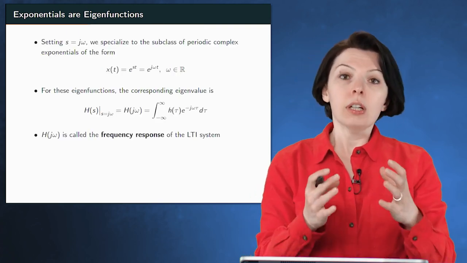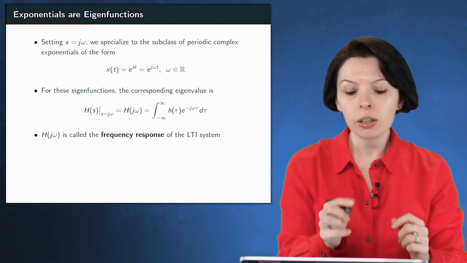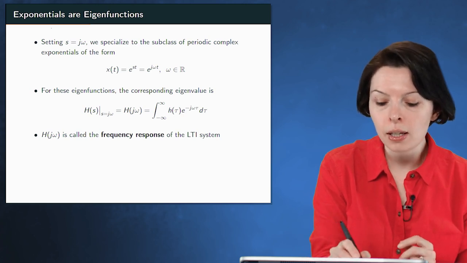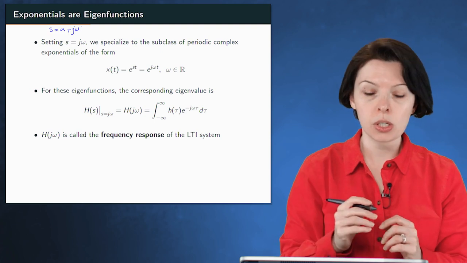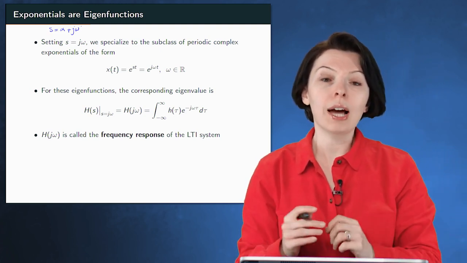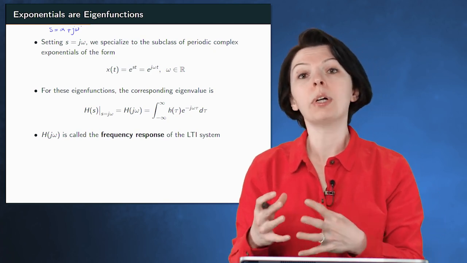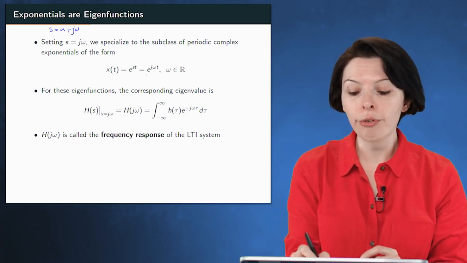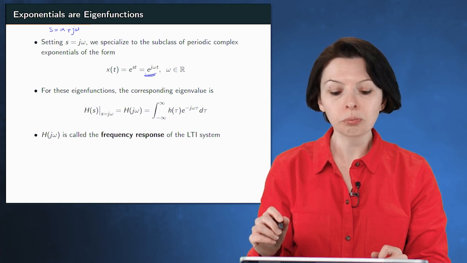Okay, so we know that s is a complex number in general. In general, s is equal to alpha plus j omega. But if we focus on s values that are purely imaginary, we specialize to the subclass of periodic complex exponentials that are in the format of e to the j omega t. Omega is a real number in here.